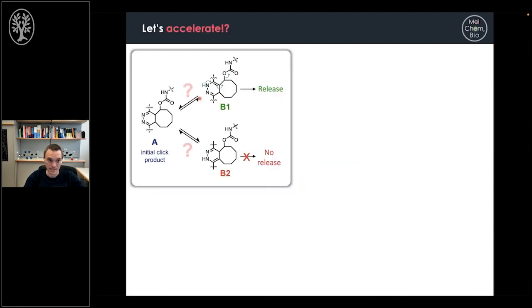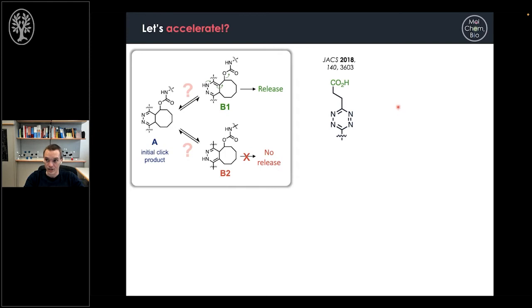That brings me back to this initial tautomerization process. We were like, okay, how can we trigger this, and how can we also accelerate the release step? That goes back to our very first report, when we came up with tetrazine acids, originally motivated by the fact that release was faster under acidic conditions.